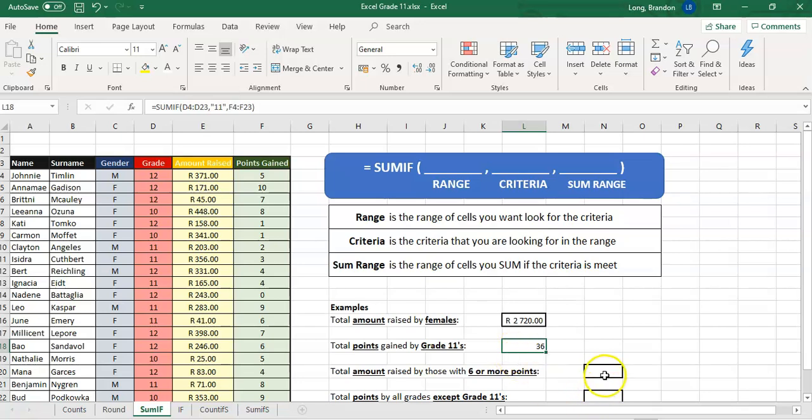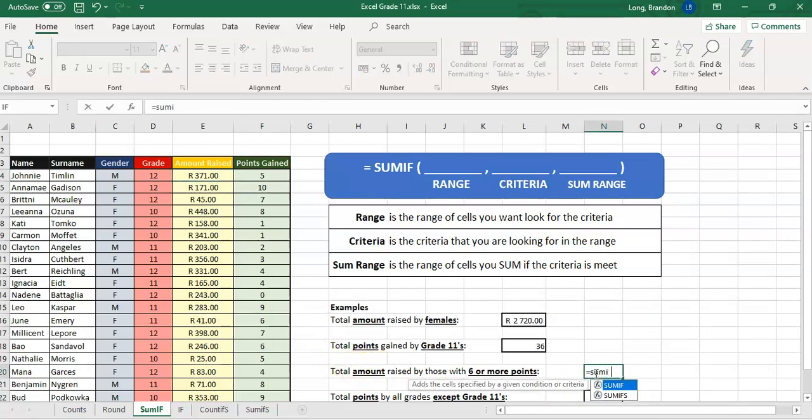Okay, let's do another example. We want the total amount raised by those with 6 or more points. So we want to find out how much was raised by those who got 6 or more points. So we don't want that person, but that, we want to add that, we want to add that. All those where the points is 6 or more. So we're looking in the points gained column first. If it's 6 or more, then we move across and total the amount raised.